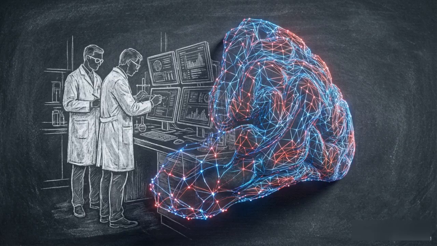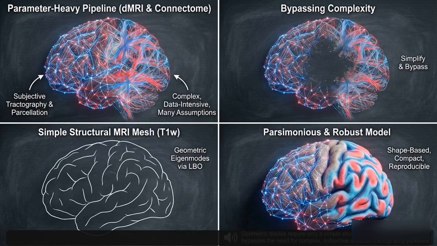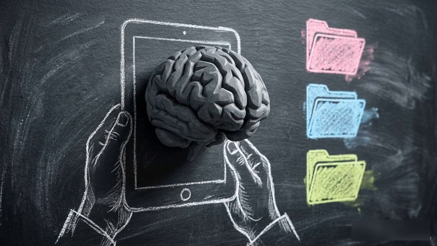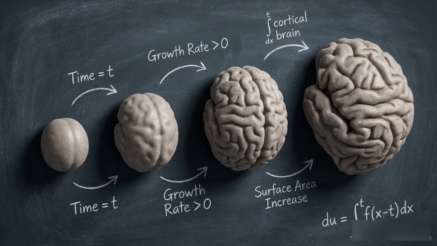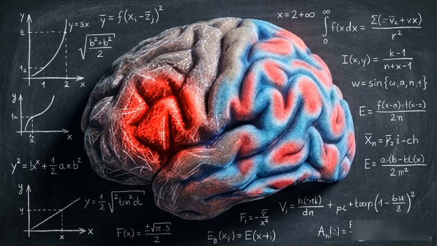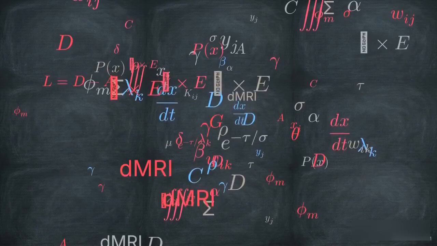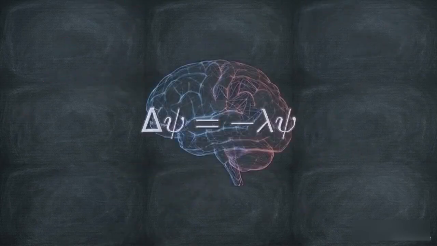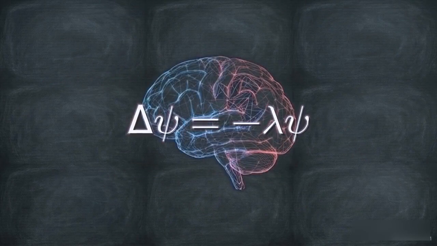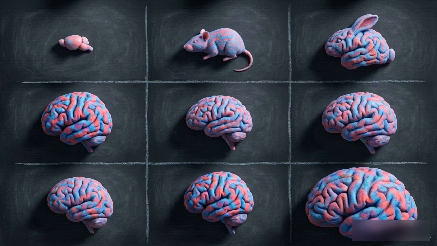For research laboratories, this approach offers a massive methodological advantage. Geometric modes require only a simple structural MRI mesh. This bypasses the need for complex, subjective diffusion tractography pipelines. This computational simplicity opens robust new avenues for analysis. Researchers can track neurodevelopmental shifts, identify clinical disease disruptions, and compare different species. By stripping away parameter complexity, scientists now have a unified, reliable mathematical basis to compare macroscale brain dynamics across any lifespan or organism.